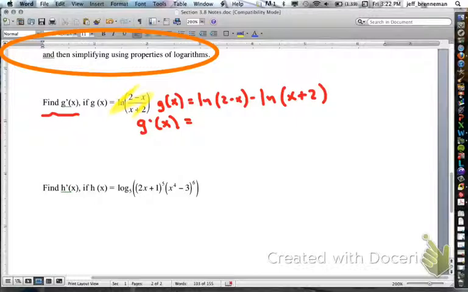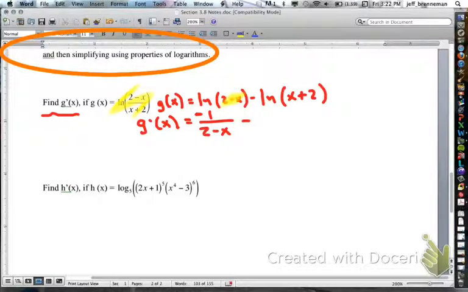So what's the derivative of the ln of 2 minus x? Well, we do have a chain rule there. We need to take care of this. 1 over 2 minus x. And then notice the derivative of the inner, 2 minus x, is -1. So I'm just going to multiply that by -1, making the numerator negative.